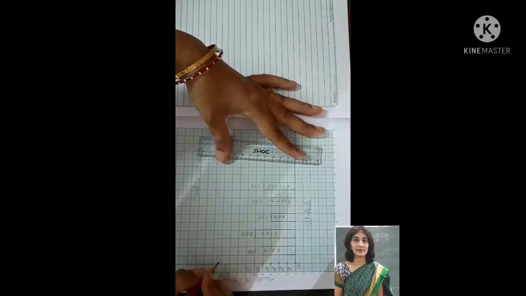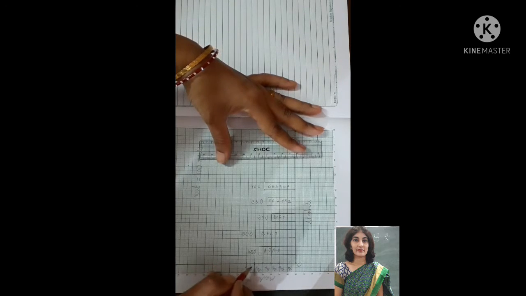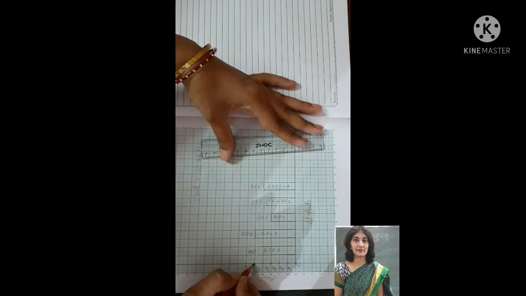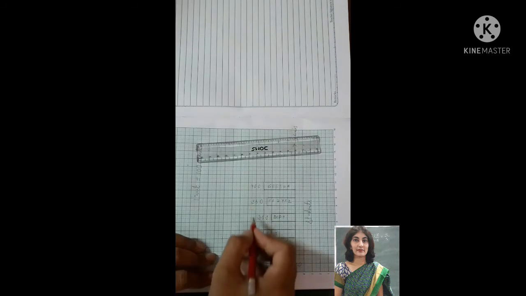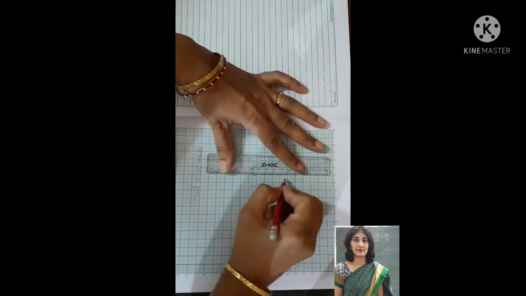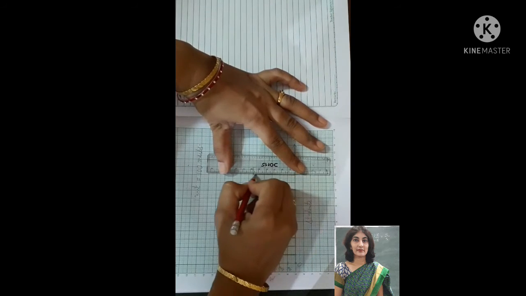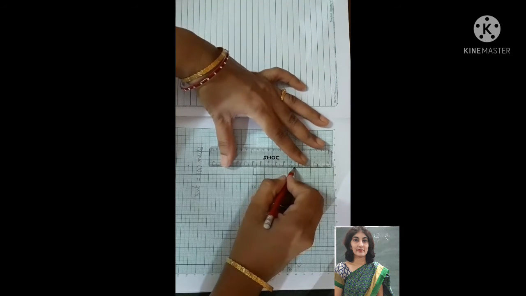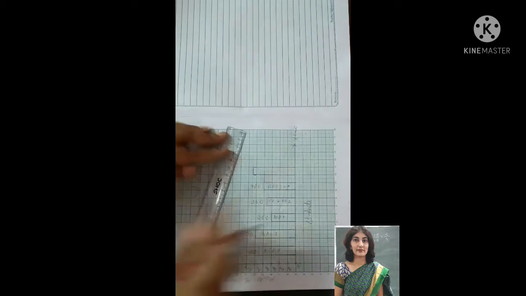Last is Hari. Hari scored 540. See this, between 500 and 600, the fourth line will be 540. So this will be the fourth line, you can see this one, and draw a bar with the help of a sharp pencil and scale. Pencil and scale is a must in this, then only it will be correct.